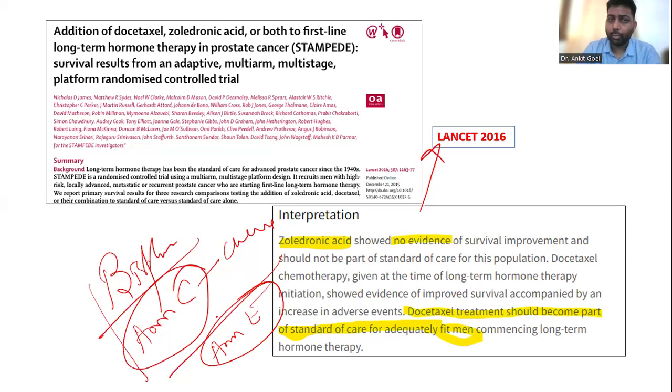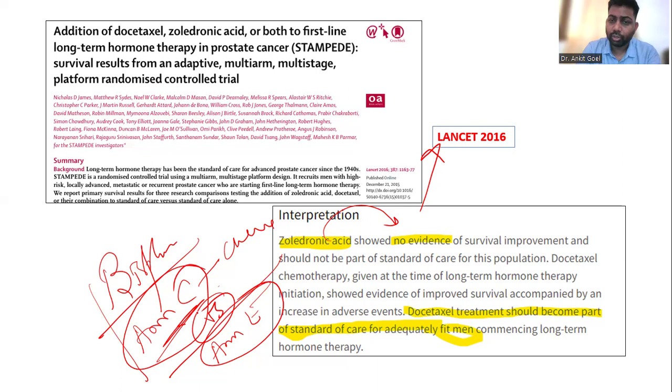So if we make it very simple, the whole interpretation of this comparison has been that zoledronate has no evidence of improving survival in the prostate cancer group. So zoledronate is not recommended. If you combine zoledronate with docetaxel, the survival was equal to just docetaxel, that is arm C. So arm C versus arm E, it was found that arm C had equal survival compared to arm E.